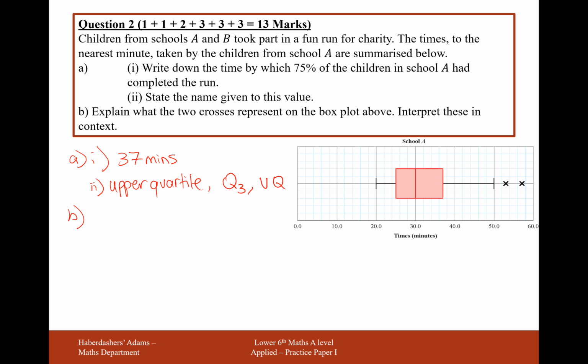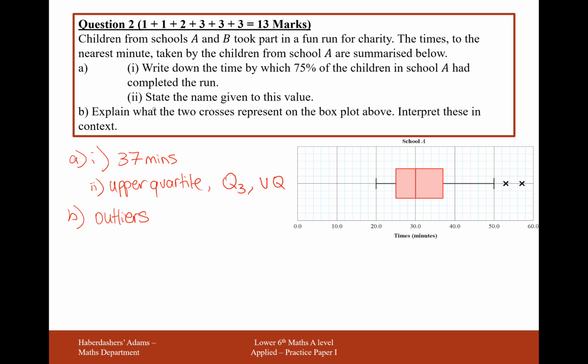Interpret these in context. These are outliers. So they're not included in the main body of data because effectively in this question, they're so slow that they are outside the normal range of students for this school. So we've got two students that are outside the normal range of running times.